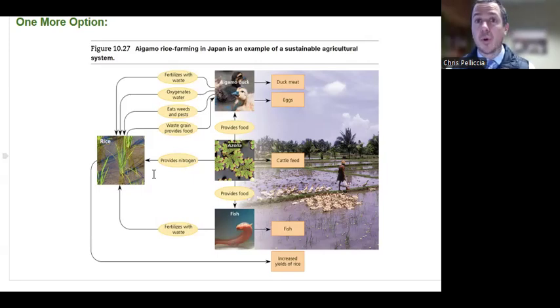But this requires perhaps more time, more labor, and perhaps is not as efficient as industrial scale monocropping.